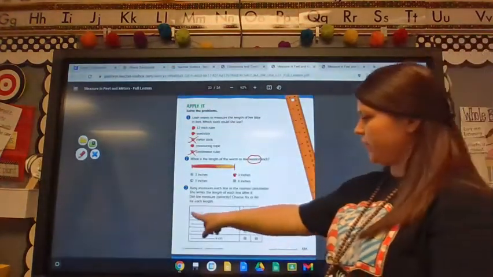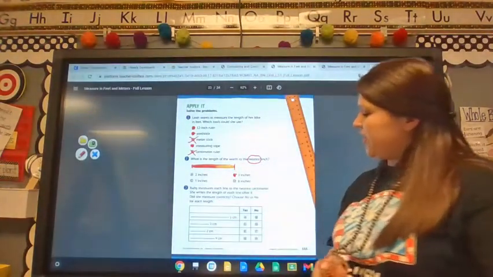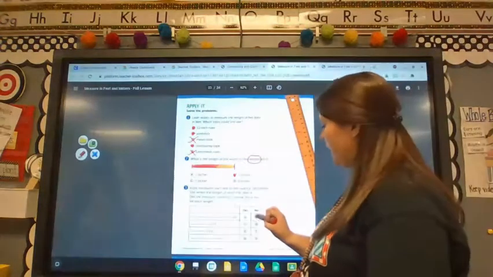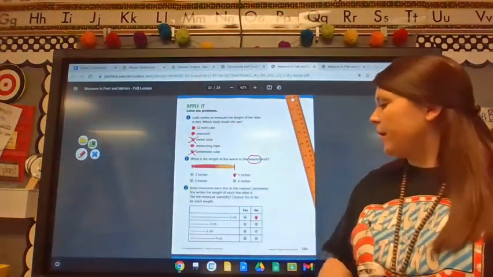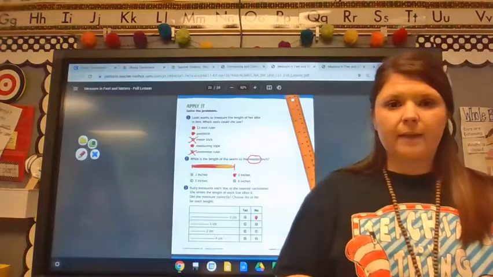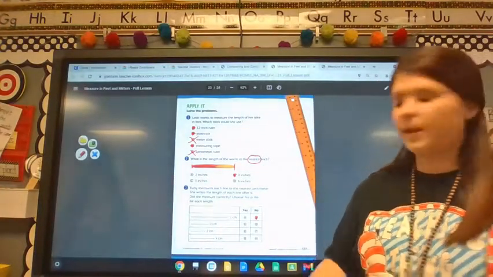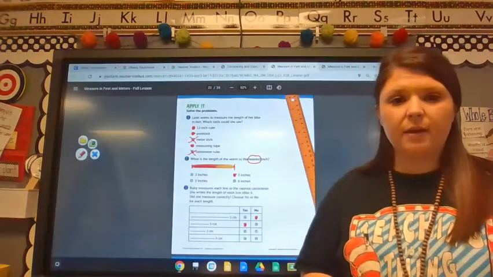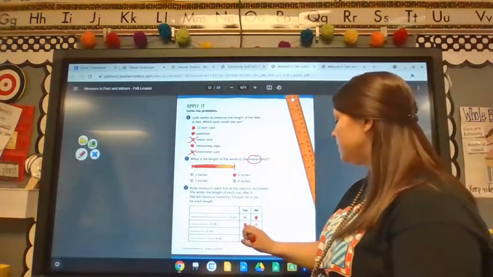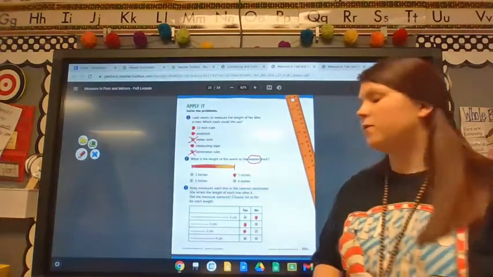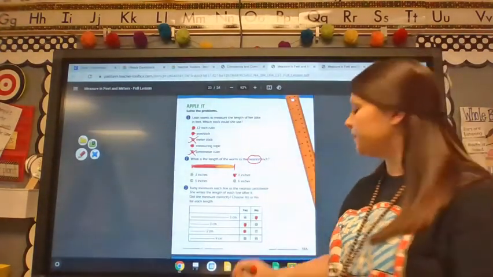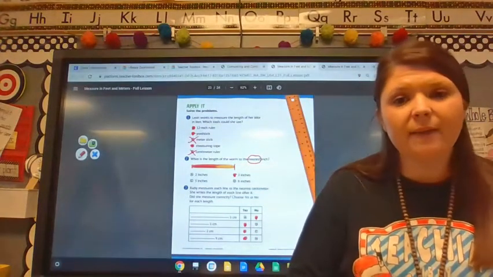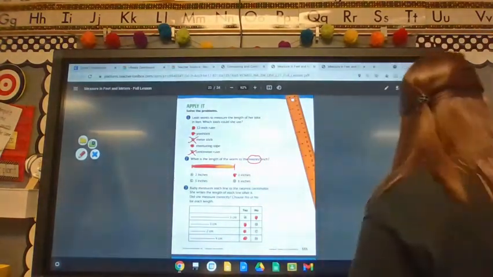All right, did she measure this first line correctly, where she said it was 5 centimeters? She did not, no. Did she measure the line that was 3 centimeters correctly? Yes. Did she measure the line that was 2 centimeters correctly? Yes. Did she measure the line that was 4 centimeters correctly? Yes. Great job. Now let's go on to number 4.